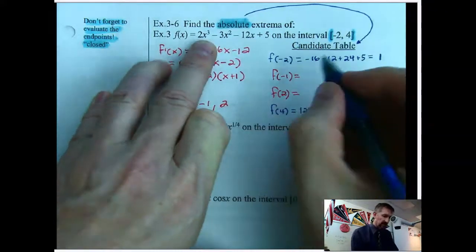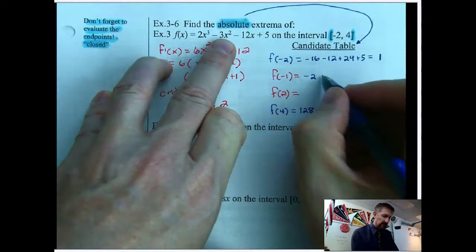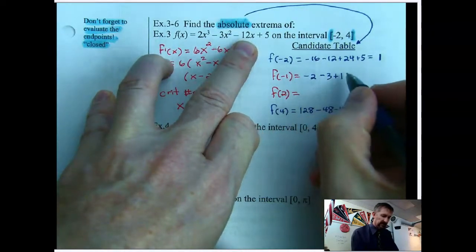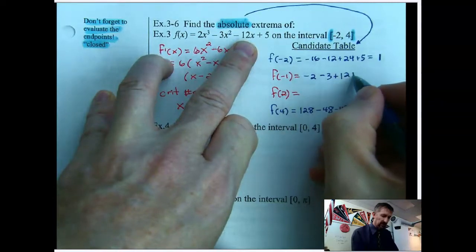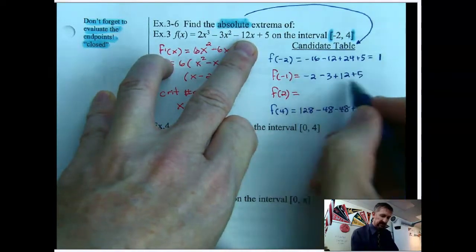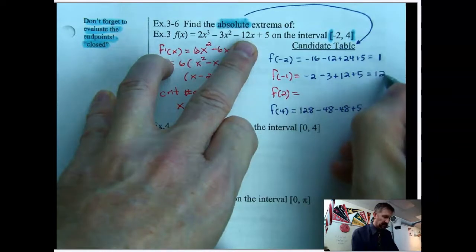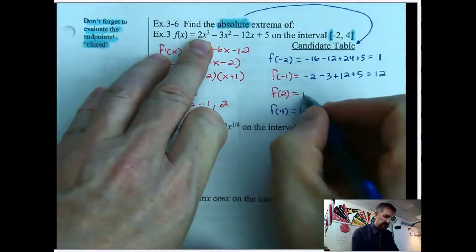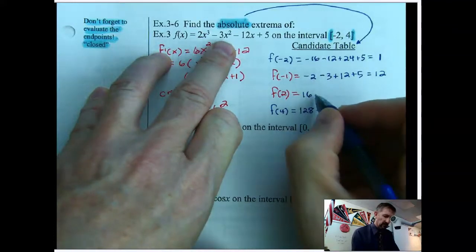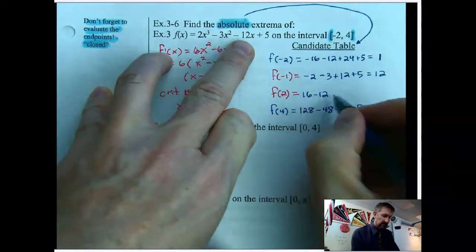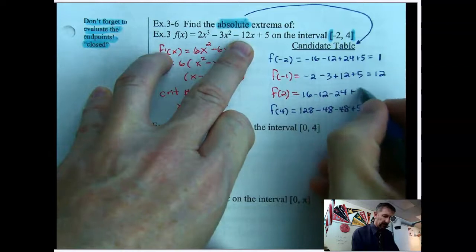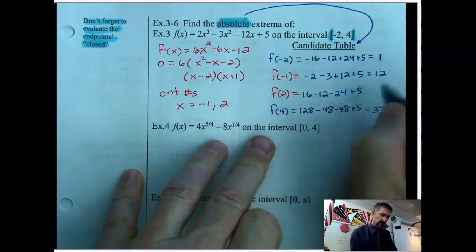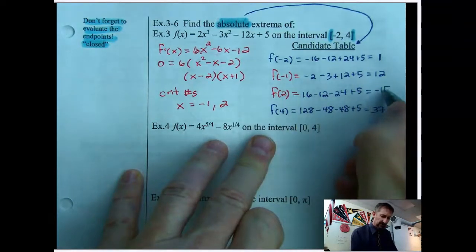So -1, it's going to be -2, and plus -12 times -1 is +12, plus 5. That's negative, that cancels out, so that's 12. Okay, here 2 cubed is 8, times 2 is 16. 2 squared is 4, that's -12. That's -24 plus. So that's -36. That's -20 plus 5 is -15.